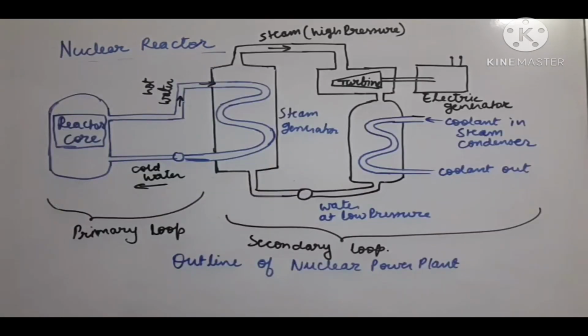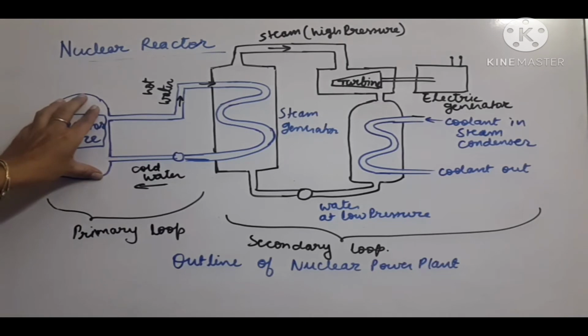Understand the working of a nuclear reactor with the help of this outline. Okay, now let us understand the working. First of all, all the reactor details are here. In this reactor core, the nuclear fission reaction is taking place, and we know that a large amount of energy is generated per fission. That heat energy which is generated, we use to make water hot. Here water is filled. Using that heat energy, water gets heated.